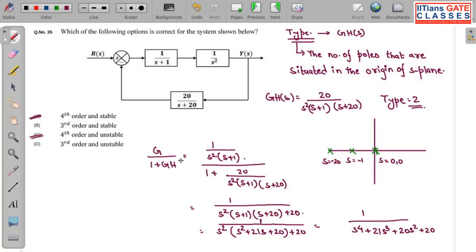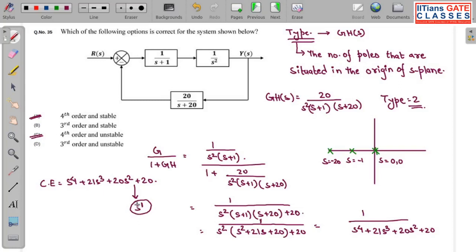Now, we need to check whether it is a stable or unstable system. So you can see in the characteristic equation, what is the characteristic equation? S to the power 4 plus 21 s cube plus 20 s square plus 20. Here in this characteristic equation, we have a missing term of s, the term in s to the power 1. So directly by the Routh-Hurwitz criterion, I can say that this system will always be unstable.